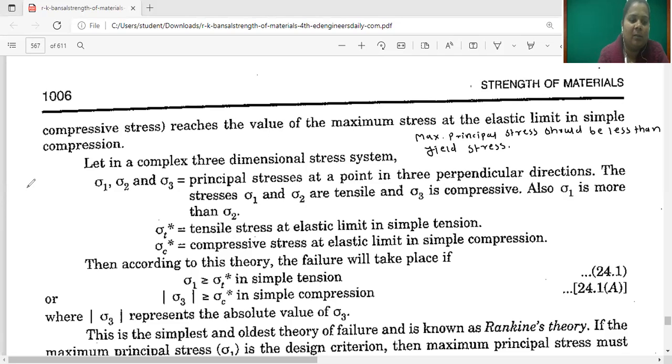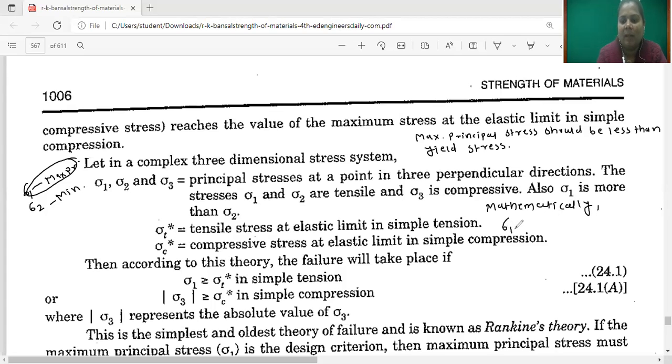Already you know that principal stresses are denoted by sigma 1 and sigma 2. Sigma 1 is maximum principal stress and sigma 2 is minimum principal stress. So sigma 1, that is maximum principal stress, should be less than yield stress. This is the theory of maximum principal stress. And now mathematically, you write down, so you have to easily remember.